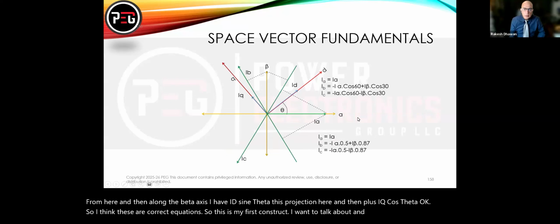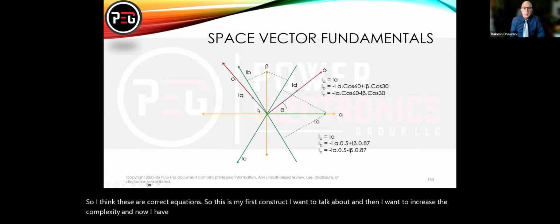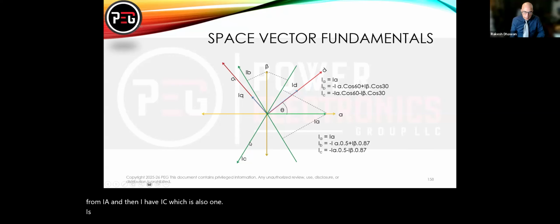And then I want to increase the complexity. Now I have got A, B, C vectors. IA is aligned with respect to alpha. And then we have IB, which is 120 degrees away from IA. And then I have IC, which is also 120 degrees away from IB and IA. Now, what I want to do is resolve these three currents, three vectors, into two-phase, okay?